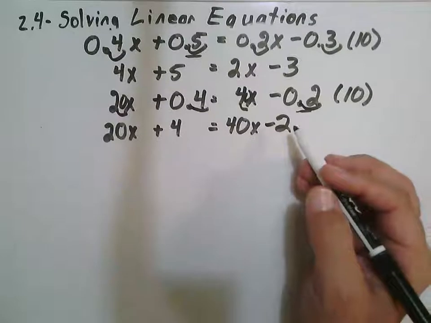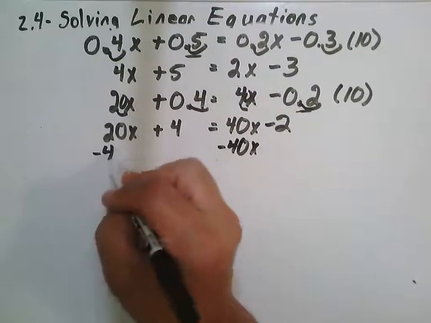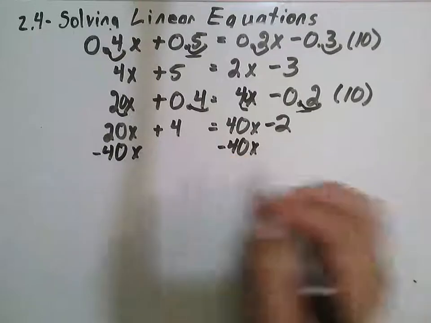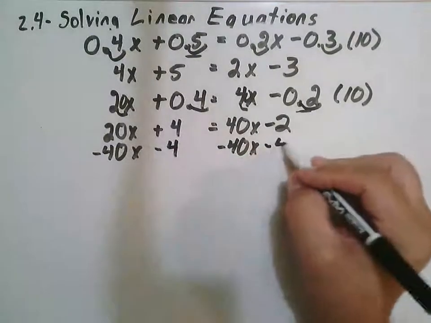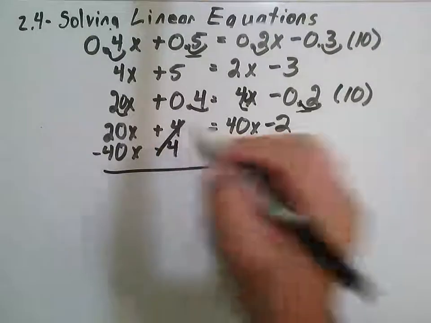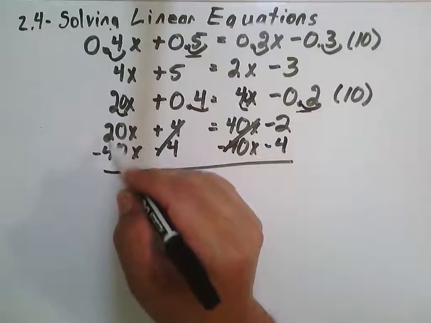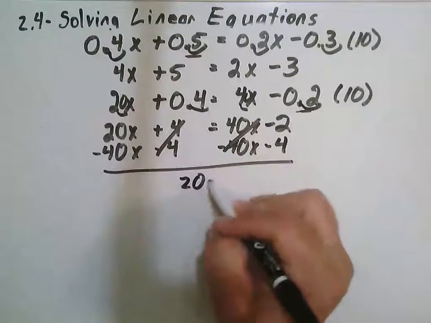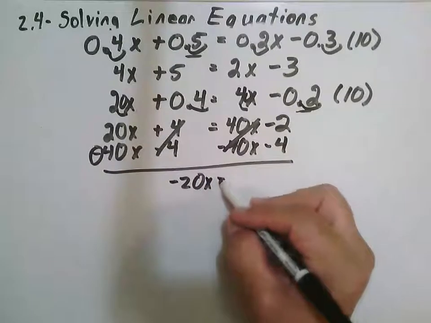So anyway, letters on one side, numbers on the other. I'll subtract 40x on this side, and whatever I do on one side, I do on the other side. Then I'm going to move the 4 to the other side, so that's going to be the opposite of positive 4, which is negative 4. Once I have these set up, remember this is just going to allow those to disappear. I have a positive and a negative, so I'll subtract: 40 minus 20 is going to be 20. The 40 is bigger and it's negative, so that's going to give me a negative 20x on this side.